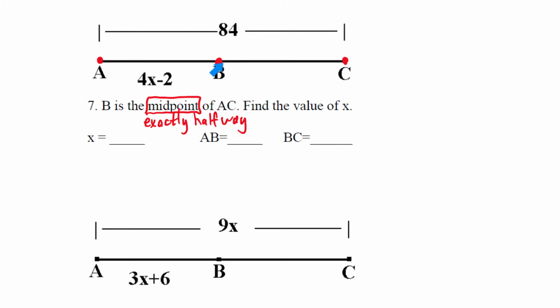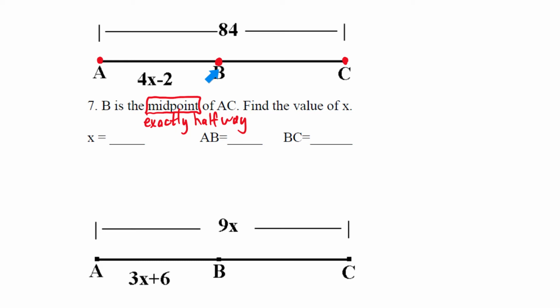I could say, okay, since B is exactly halfway, I know that AB has to be half of this whole thing. So I could just divide that number, the 84, in two, which would be 42, and say that 4x minus 2 equals 42. That's one way you could do it. I'm going to do it the other way because the other way will help us on this problem down here also.